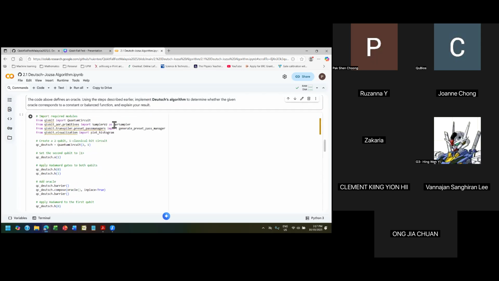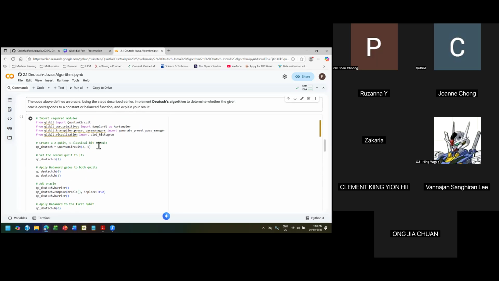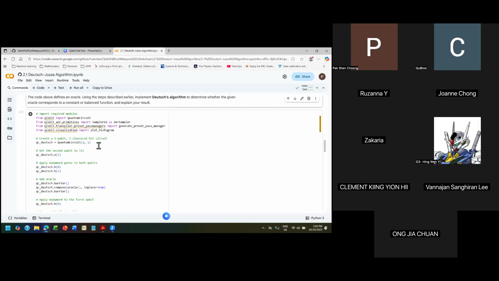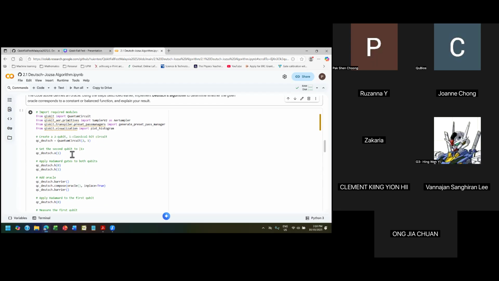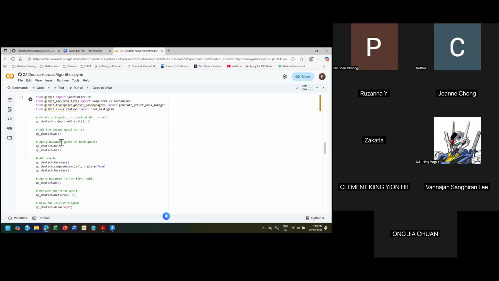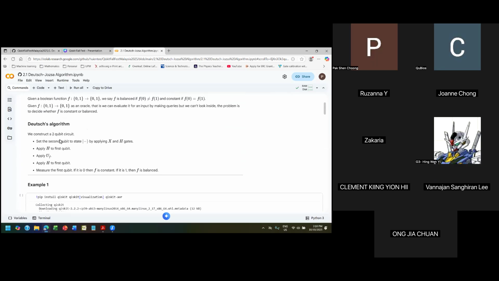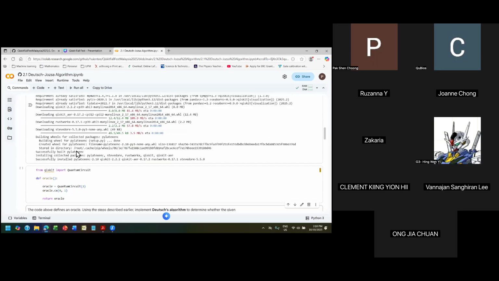Okay, then we create a 2-qubit and 1 classical bit circuit. So 2 qubits, basically we have 1 input qubit and 1 output qubit. One classical bit is used to store the measurement from our input qubit. Then after we create this circuit, we can start implementing all the steps stated earlier, which is here.